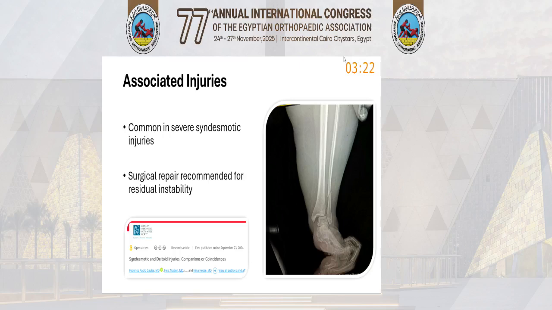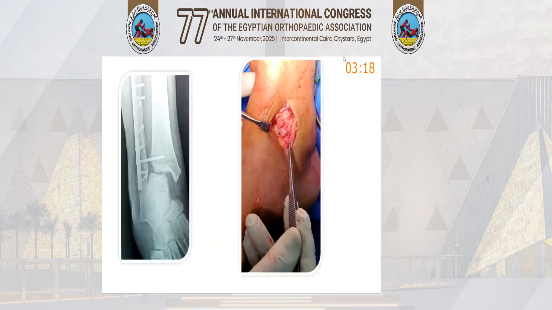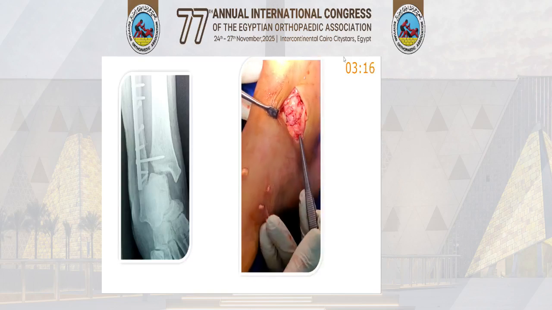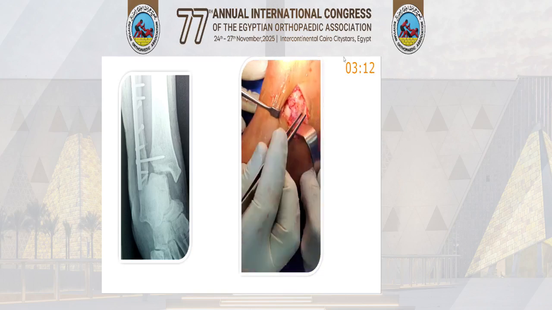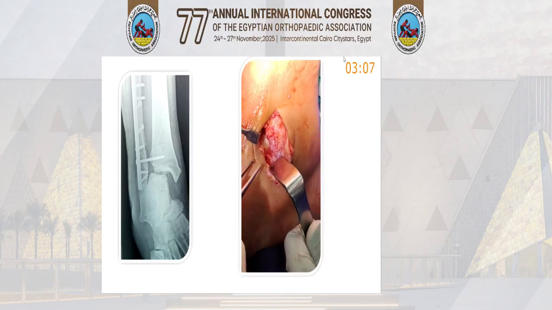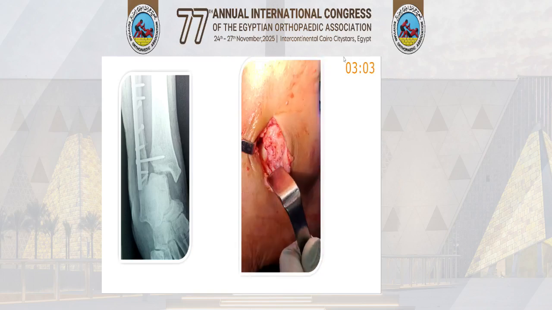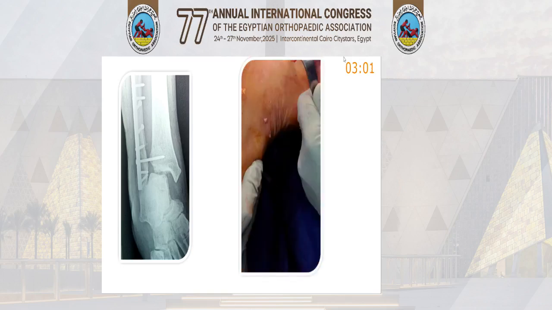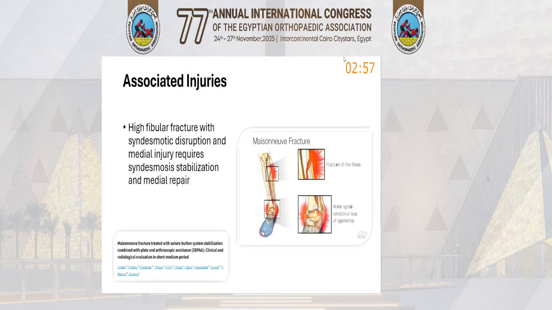But now there are a lot of recommendations for repairing the deltoid, as you can see here in the revision of this patient with syndesmosis instability and a deltoid sleeve avulsion. Restoring the deltoid function can strongly support the rotational stability of this ankle, not only the syndesmosis reduction.